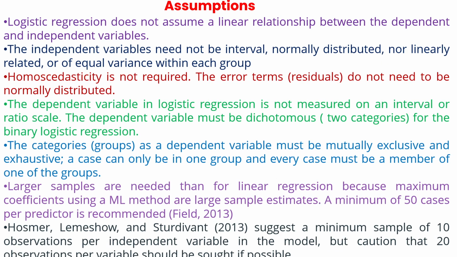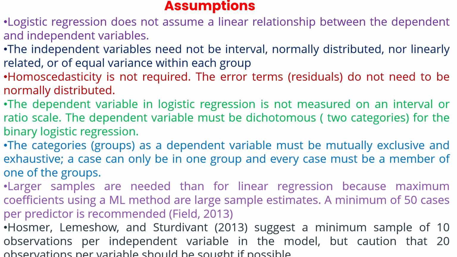Next important point, let us discuss a few assumptions. Logistic regression does not assume a linear relationship between the dependent and independent variables. The independent variables need not be interval, normally distributed, nor linearly related or of equal variance within each group. Homoscedasticity is not required. The error terms, residuals, do not need to be normally distributed.